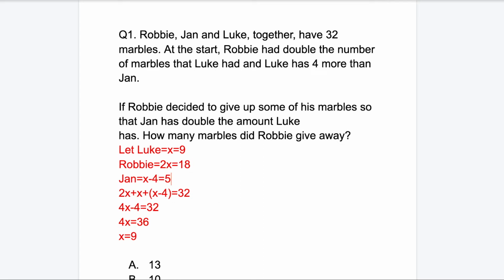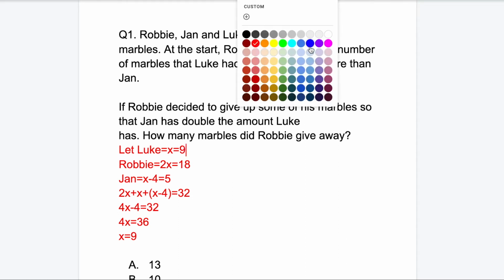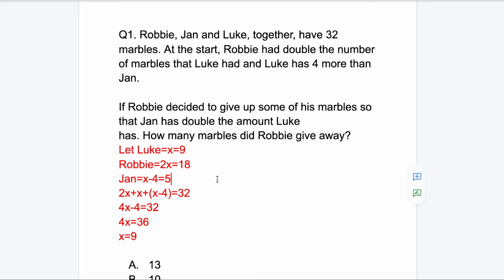So the question isn't finished yet. The question asks, if Robbie decides to give up some of his marbles so that Jan has double the amount Luke has, how many marbles did Robbie give away? Not how many marbles Luke has. So don't get tricked. Well, to do this, we have to find how many marbles Jan needs now.